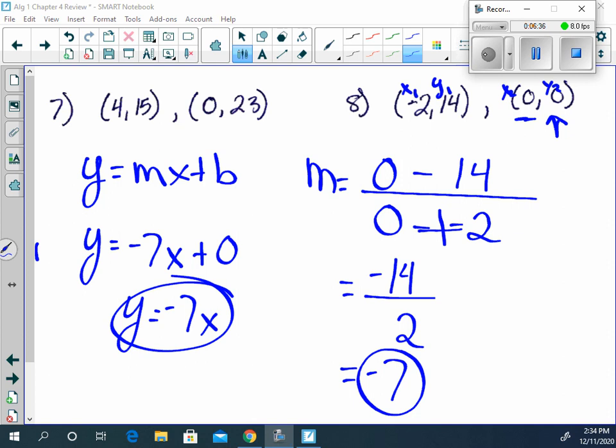y is equal to negative 7x, because since the y-intercept is 0, it doesn't add anything. It's just negative 7x. Questions on this here?